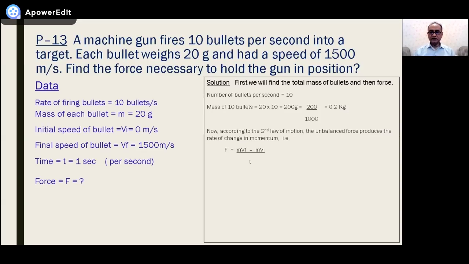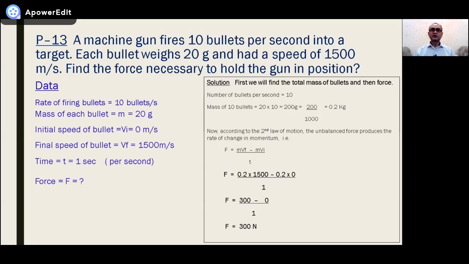Let's substitute the values. 0.2 multiplied by 1500 minus 0.2 multiplied by 0. The time is 1 second. 0.2 multiplied by 1500 will give you what? 300. 0.2 multiplied by 0, 0. So the answer is 300 Newton. So the force of 300 Newton is required to hold the gun in the position.